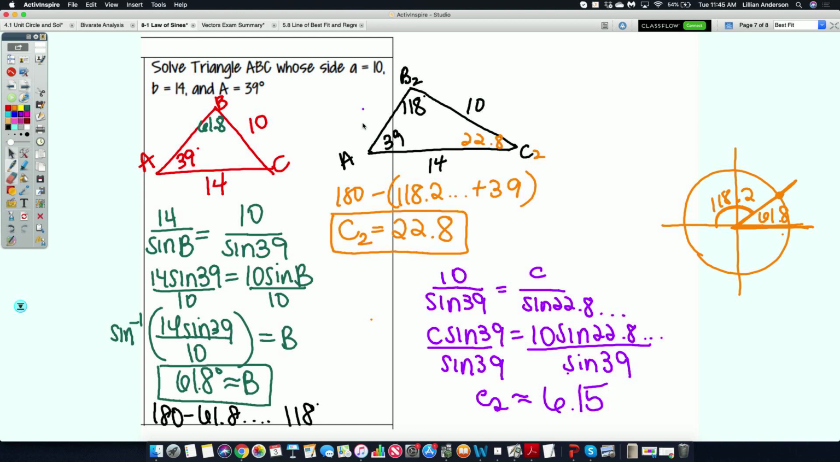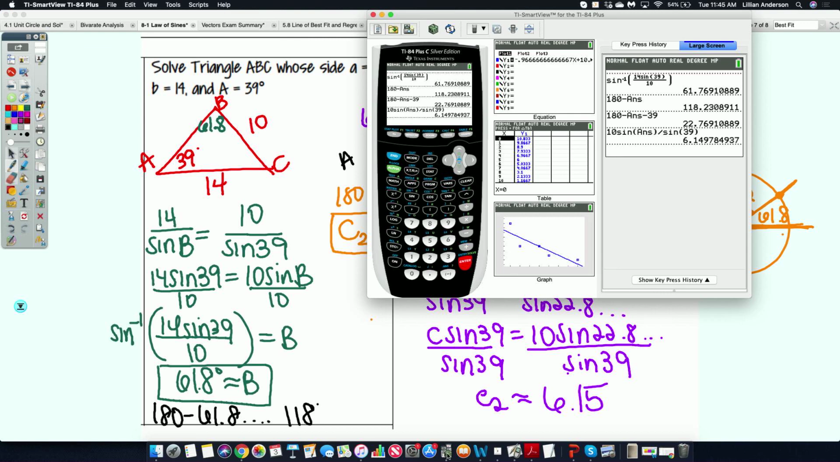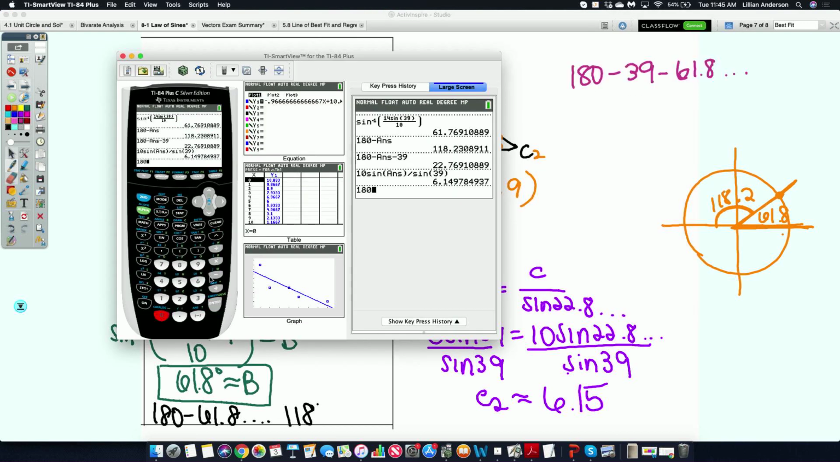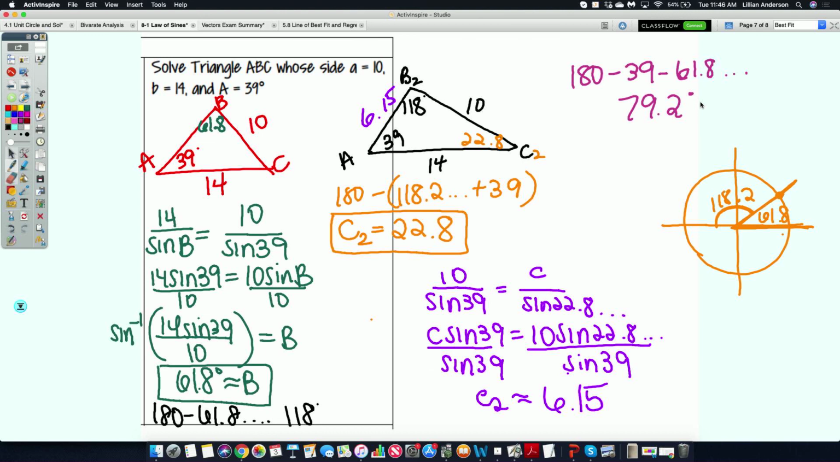So I've completed this second triangle. Then, to find angle C and side C for my first triangle, there's 180 degrees in this triangle, so I'm going to do 180 minus 39 minus 61.8, that non-rounded answer. I'm going to go back up and retrieve this information in my calculator because I do not want to use any non-rounded answers. So I'm going to go all the way back up to this number right here to find out that angle C in my first triangle was 79.2 degrees.